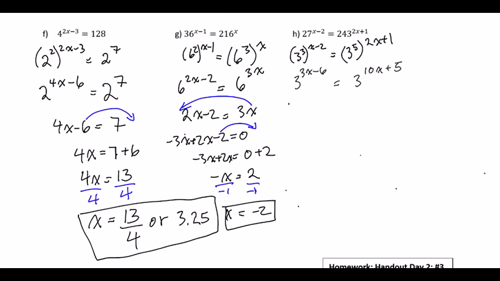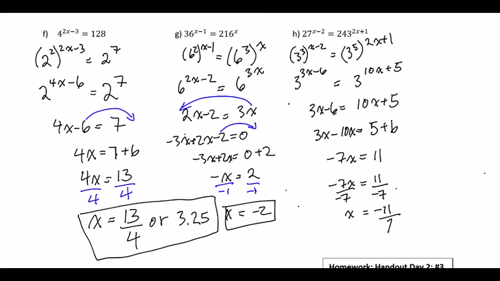And now that we have this, we're going to drop the base because both of the bases are the same. And we move all our x's to one side and all our numbers to the other, and then combine like terms. We get something like this. Then we end up with x equal to negative 11 over 7 as our final answer.